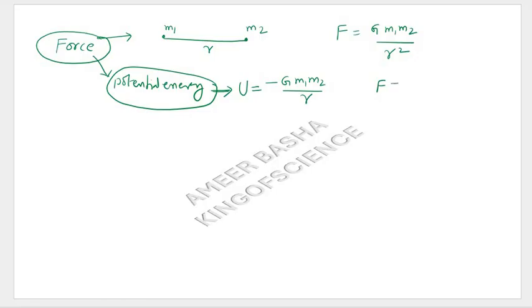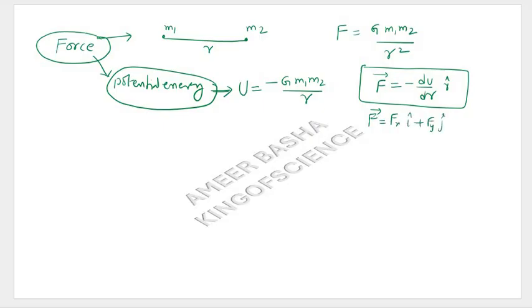There is an important relationship between these two quantities. Force F is a vector quantity. It is minus dU by dr, and I can put r cap as it is a vector quantity. This relation will help us determine the force if I know the potential energy. Generally the force will have all three components: x component, y component and even z component. So the x component of force is given by minus dou U by dou x, and the y component of force is given by minus dou U by dou y.